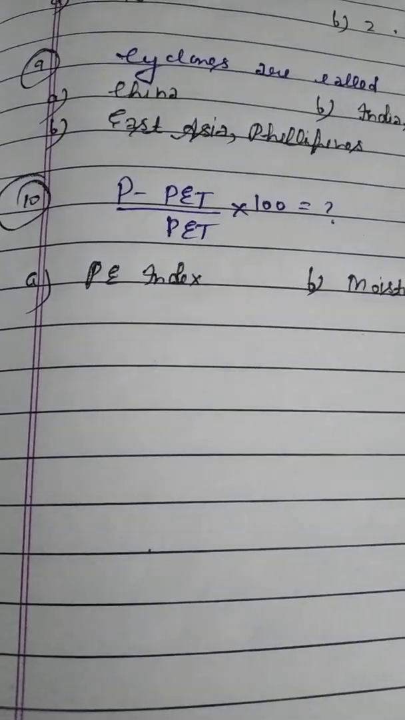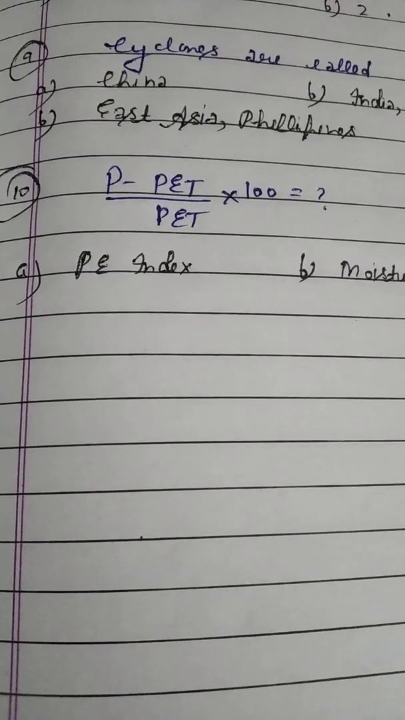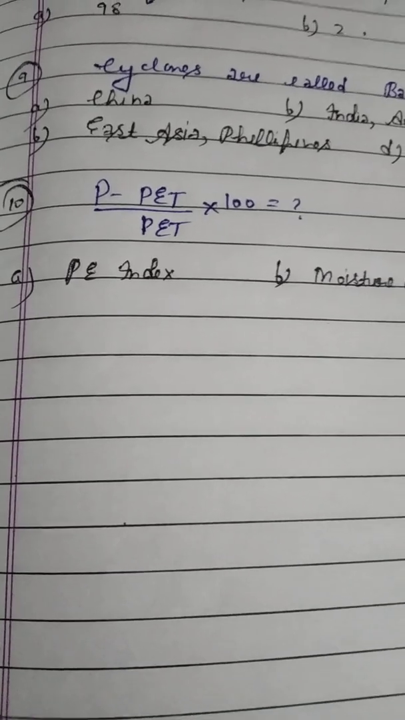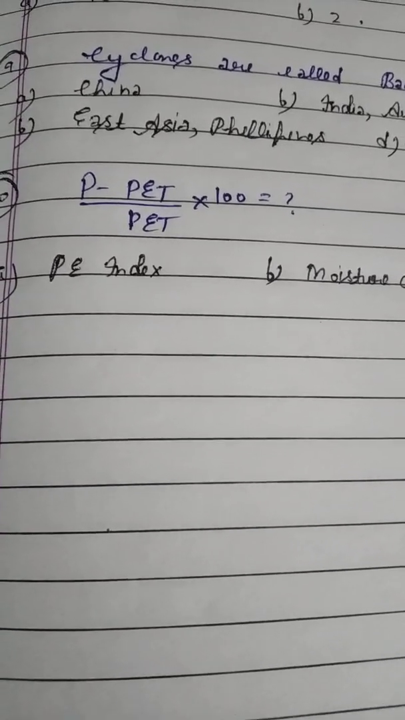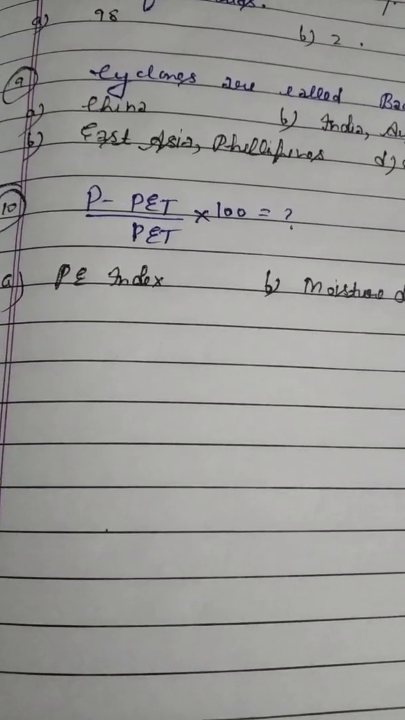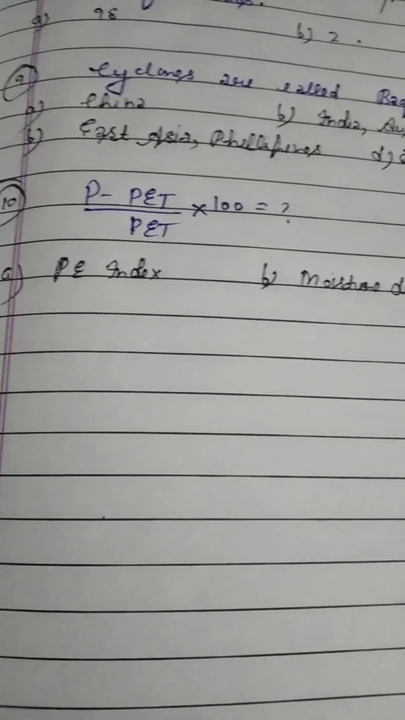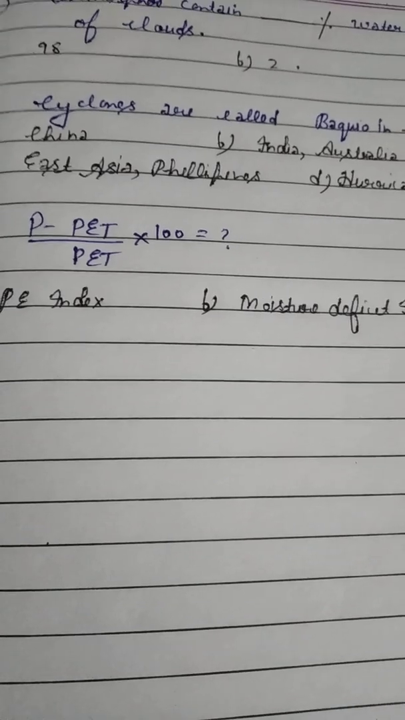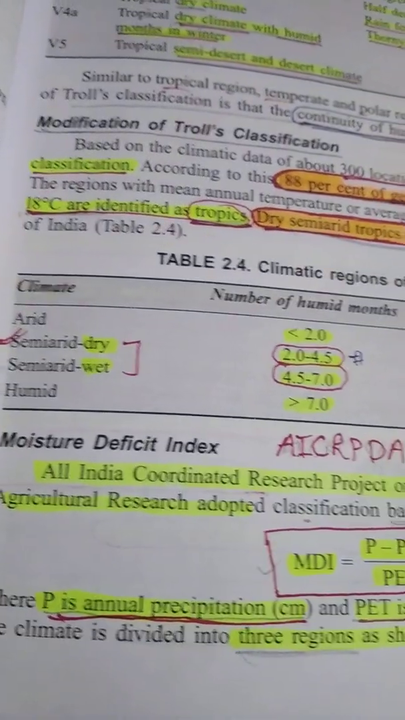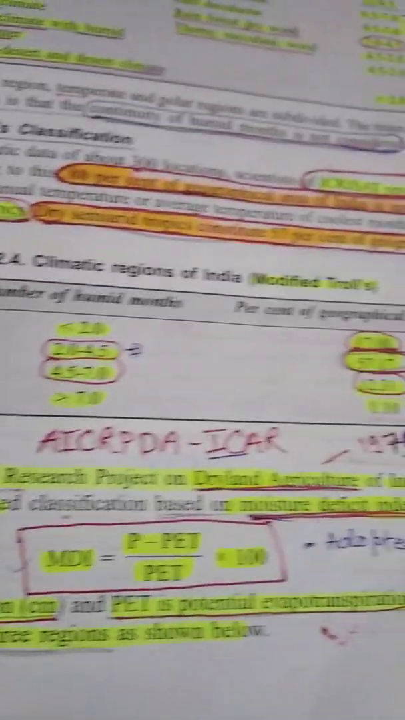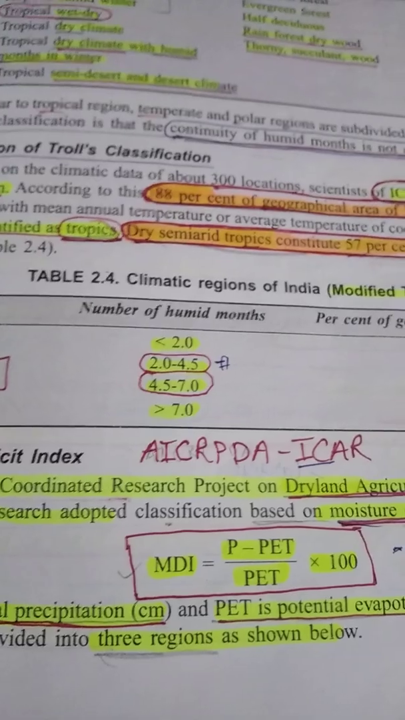Students, question number 10 you see, P minus PET upon PET into 100 is option A PE index, option D moisture deficit index. So students, PE index, you all know, is given by Thornthwaite. It is the precipitation effectiveness index. Please remember it. And moisture deficit index is the correct answer to this question. P minus PET upon PET into 100. Moisture deficit index has some values. Firstly, remember P is annual precipitation in centimeter, and PET is potential evapotranspiration.